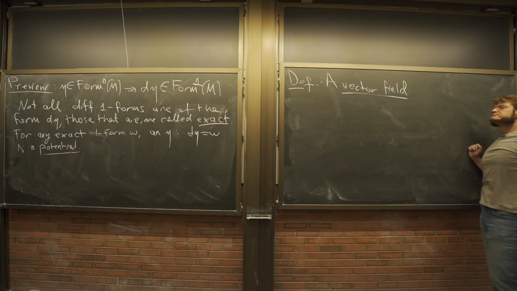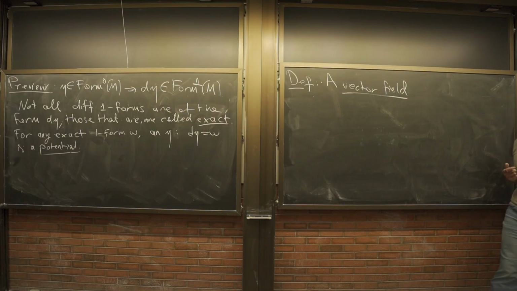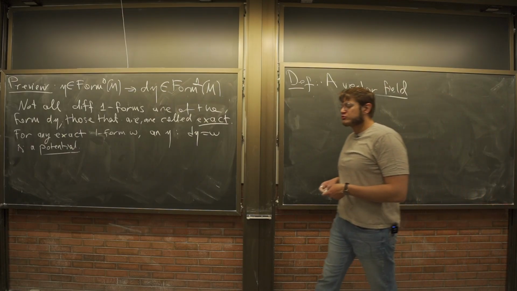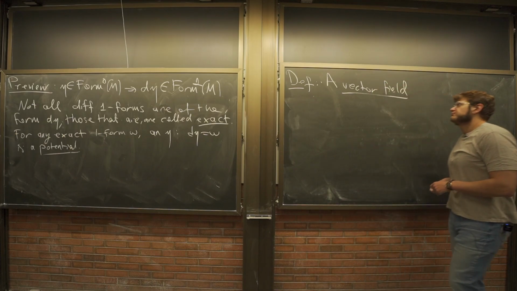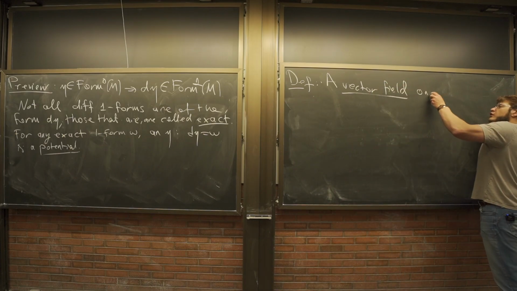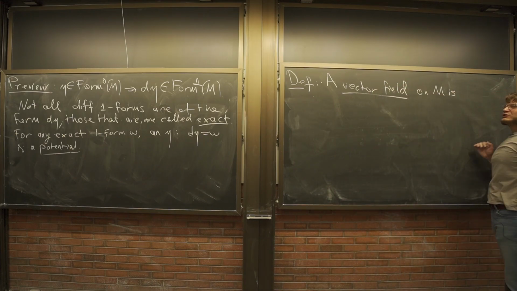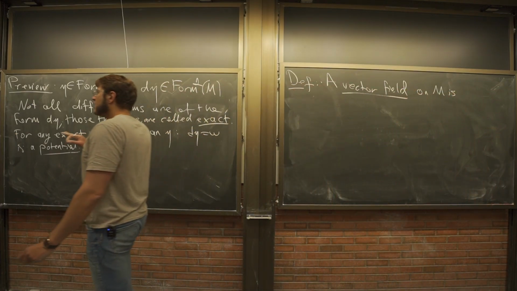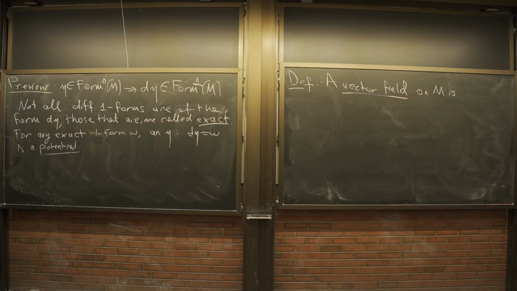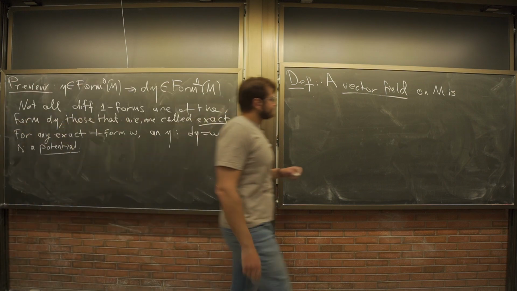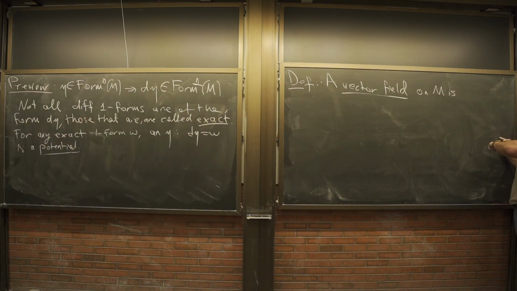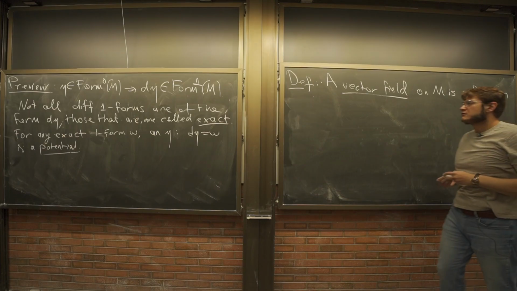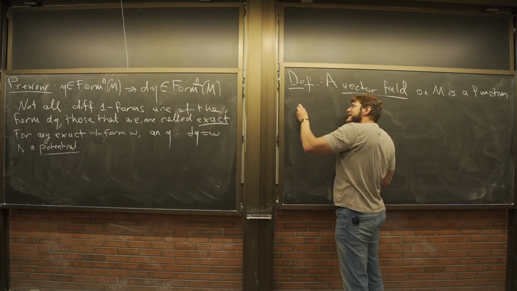Vector field, and you should think of a vector field as essentially a first-order ordinary differential equation. Okay? A vector field on M is, well, what do I need to do? To each point, to each position in M, I need to associate a vector. It is a function from M to E.